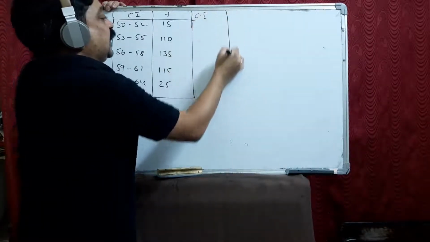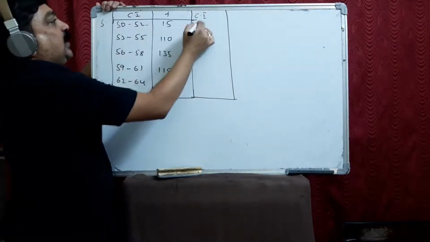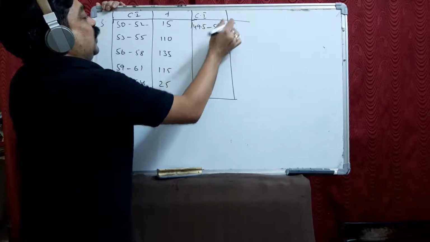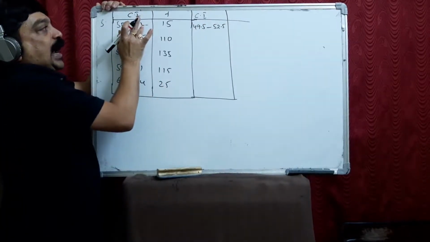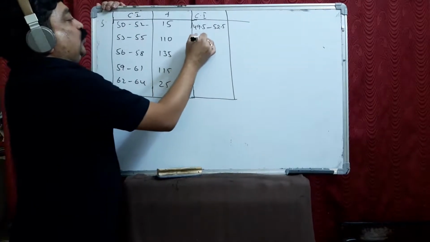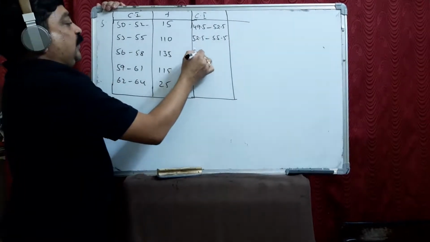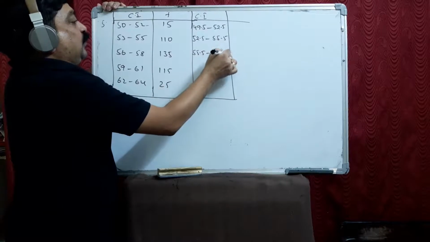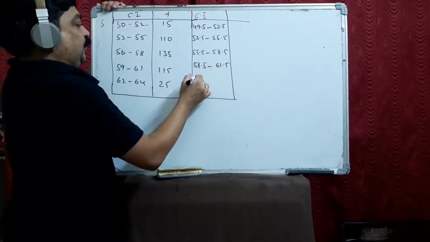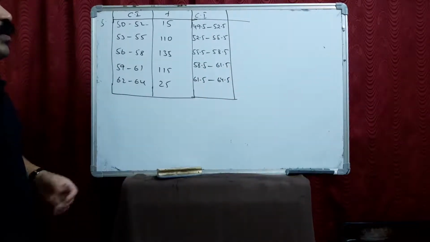So let us rewrite the class intervals. Subtracting 0.5 from the lower limit and adding 0.5 to the upper limit, it becomes 49.5 to 52.5, then 52.5 to 55.5, 55.5 to 58.5, 58.5 to 61.5, and 61.5 to 64.5. See what is happening here?